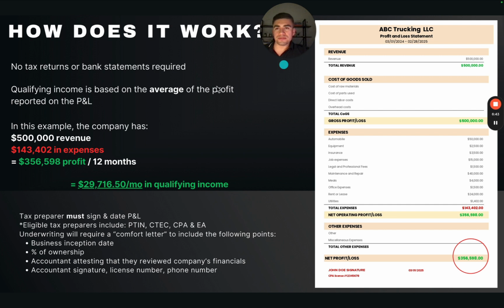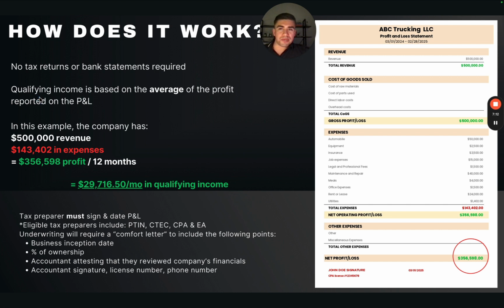Let me move my face here. Again, the main thing here is that there's no tax returns or bank statements required with this program. And when I say bank statements, I'm talking about bank statements to prove your income. If this is a purchase transaction, yes, there will be bank statements to verify your cash to close, right? But in the sense of requiring bank statements for your income, that is not required.